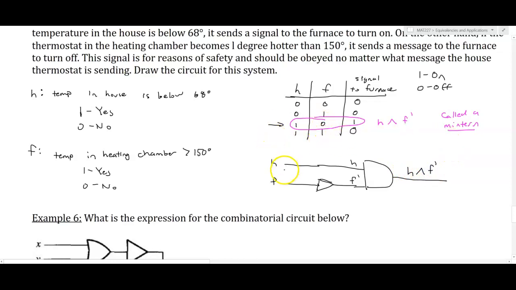So you can see that if, say, a 1 signal comes into H, but a 1 signal also comes into F, then a 1 comes into the AND gate, but a 0 comes in from the other terminal because that 1 signal gets inverted, and 1 and 0 will produce a 0 on the output side, which is exactly what I would want if the temperature in the house is below 68, but the temperature in the heating chamber is above 150.